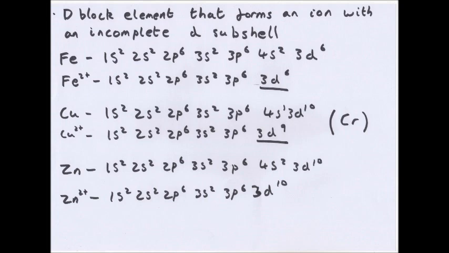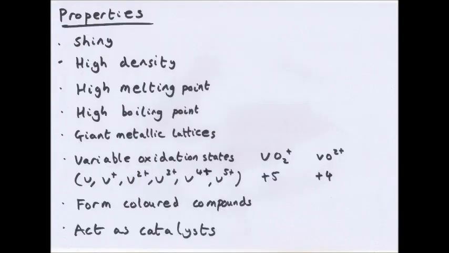Now this is AS stuff, knowing how to write the configuration, so I hope you do know that. Properties of transition metals: firstly they've got similar ones to all metals, so they are shiny, they have a high density, high melting and boiling points, and they can form giant metallic lattices. Other things, they have variable oxidation states.